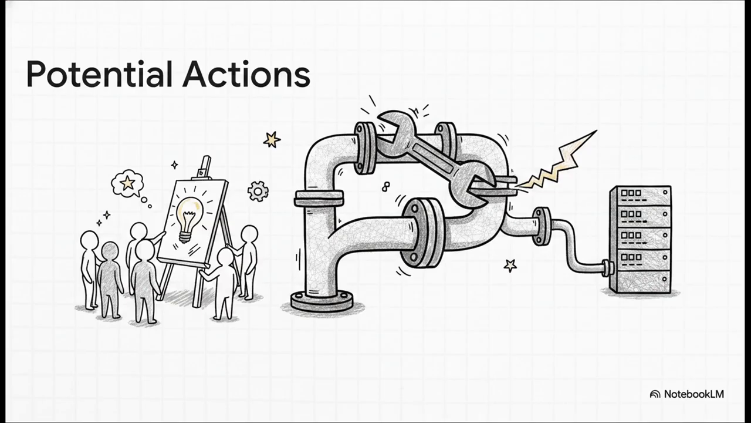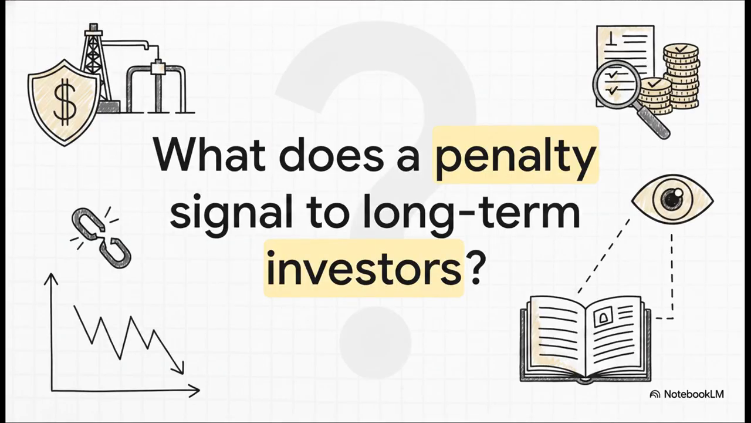Adding this context transforms a static penalty number into a really dynamic view of how a company handles its regulatory risks. So let's leave off with a bit of a provocative question. If the financial hit from an anti-competitive penalty is just treated internally as the cost of doing business, what is that actually signaling to your investors who are trying to assess long-term capital risk?